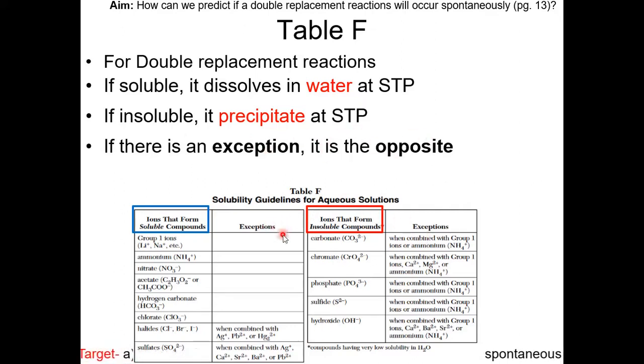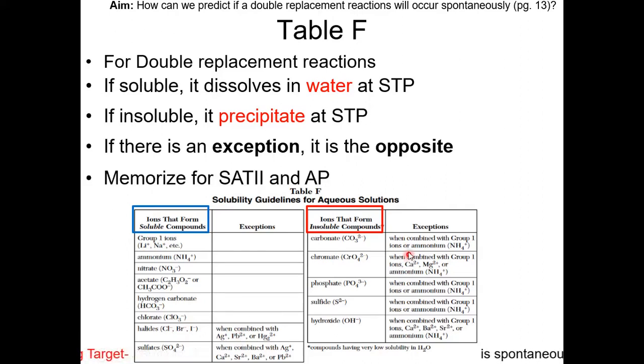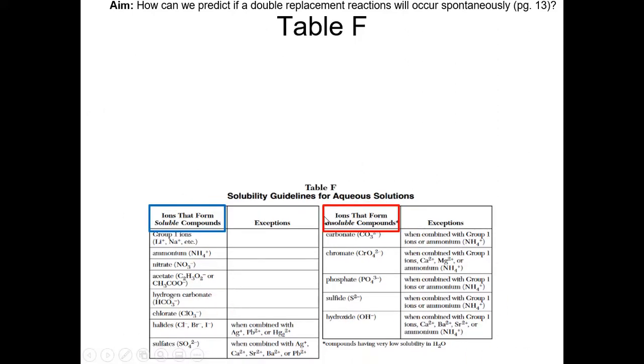If there's an exception, it is the opposite. In the two tables, there's an exception column. It means when the ions on this list bond with these ions in the exceptions, it will be the opposite of what's written here on top. For example, if you have Ag+ bonding with Cl-, this is an exception. Therefore, AgCl will be insoluble. So for the SCD2 and AP, you have to memorize the solubility rules of Table F.